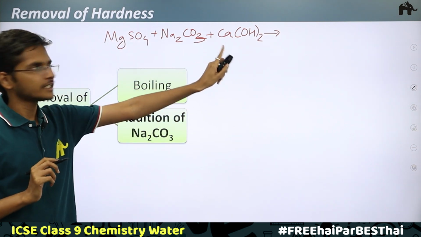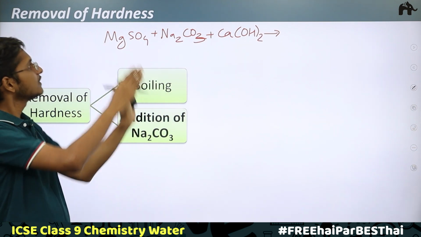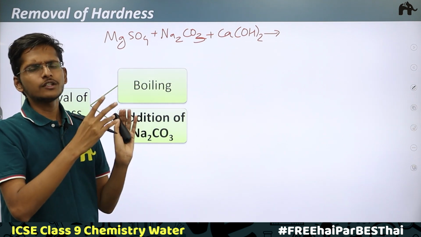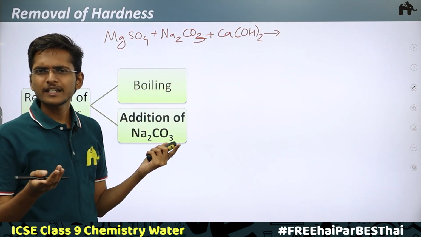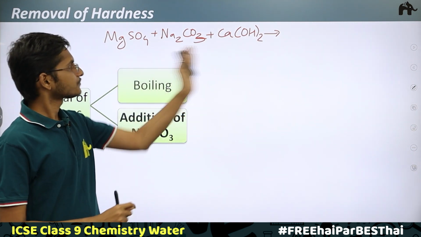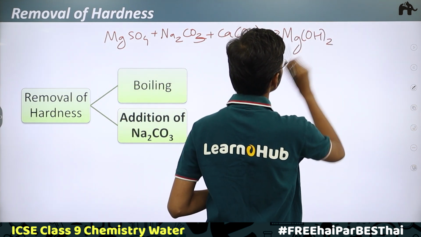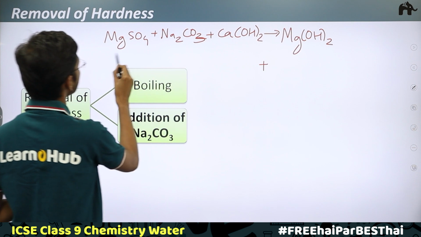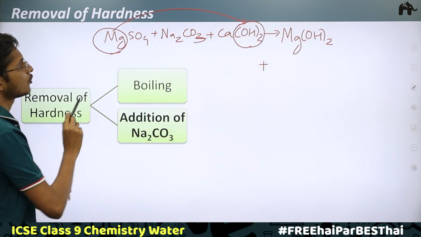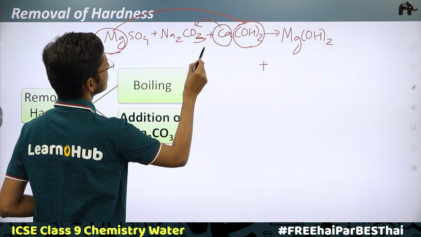So this calcium hydroxide, which is called slaked lime, we add along with sodium carbonate, and then our magnesium sulfate can be completely removed. How do we remove these substances? Indirectly, but we are successful in removing them. So what happens here is the reaction which takes place. We get the products as magnesium hydroxide. This magnesium picks up the hydroxide now, it doesn't pick up the carbonate. Our calcium picks up the carbonate.